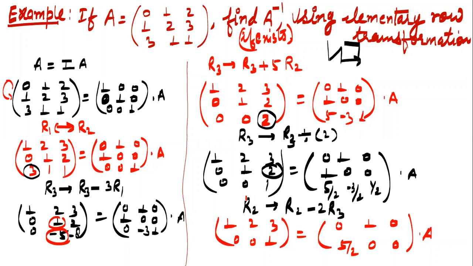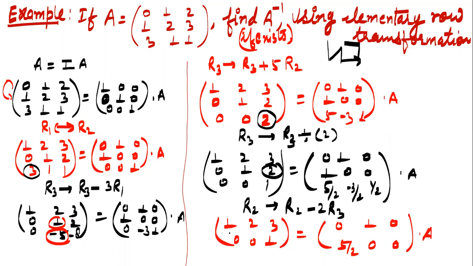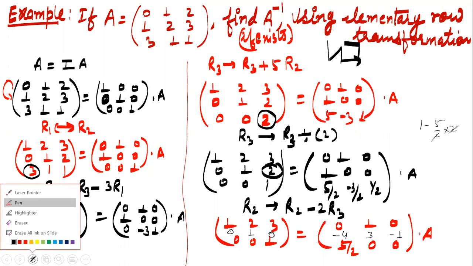Now R2 minus 2 R3. This will become as it is. This will be 0 1 0. And this R2 arrow, and 1 minus 5 by 2 into 2. That is minus 4. Then it will become 3 and it will become minus 1. Now the last step. What is the last step?